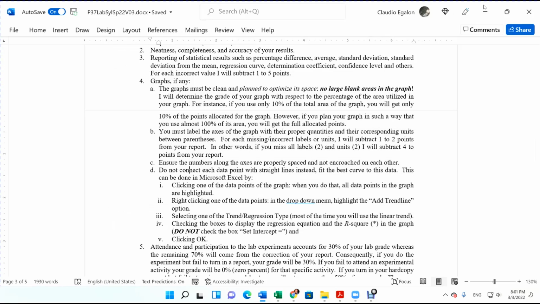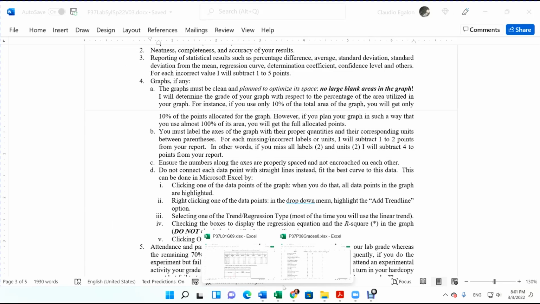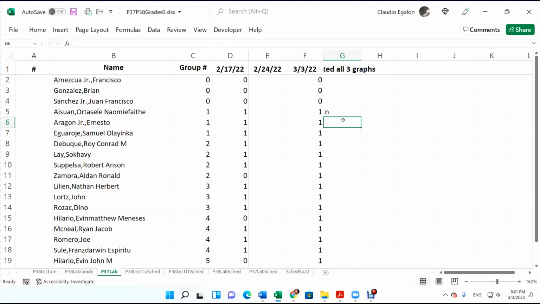So let's do that. Let me first see with every student if they were successful. Ernesto, were you able to plot the graph? Yes, sir. Are you going to verify them? Well, what we're going to do is, you are going to plot the graphs, type all the numbers there with the proper significant figures, and prepare your lab report.